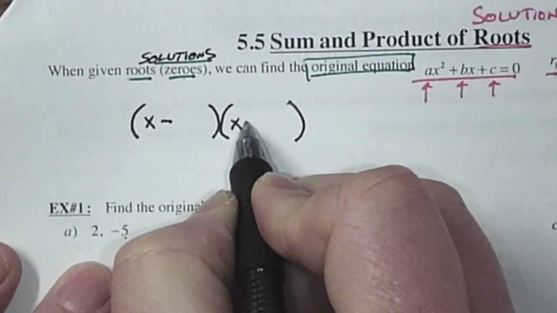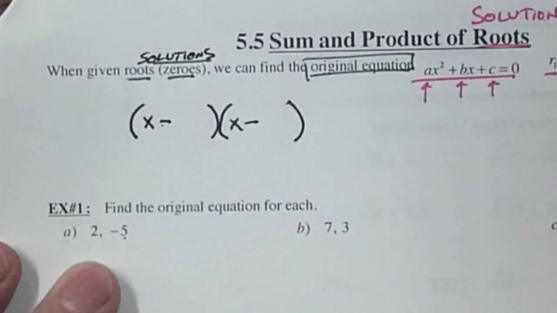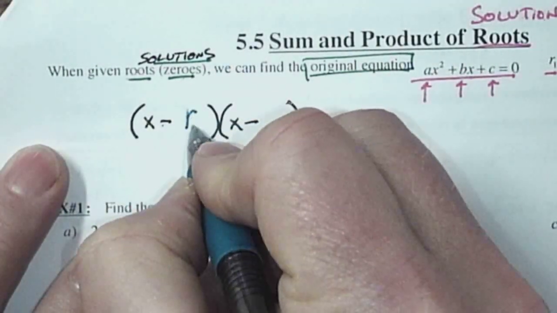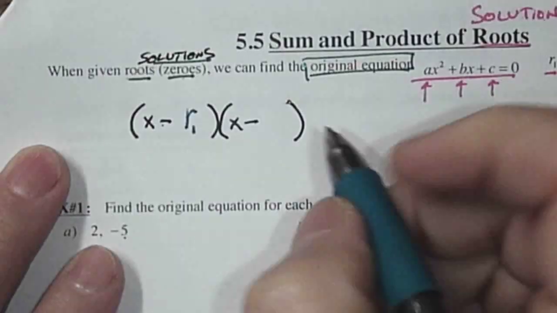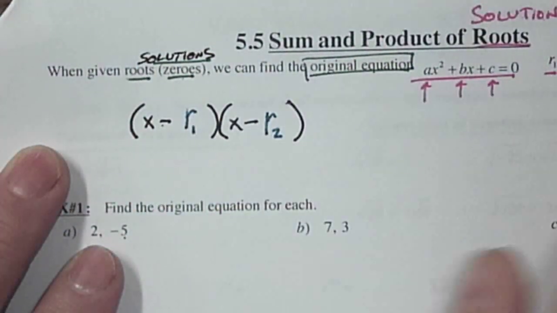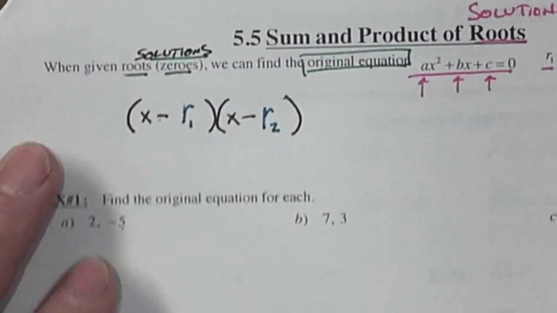All you have to do is always, always, always go x minus whatever the root is. And so I'm going to go ahead and use that R1, R2. I hate writing R's, but I'm going to go ahead. So there's your first solution, and there's your second solution, and then all we have to do is multiply that out, and that will be our equation.